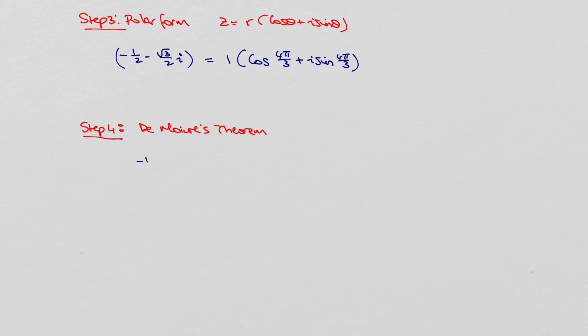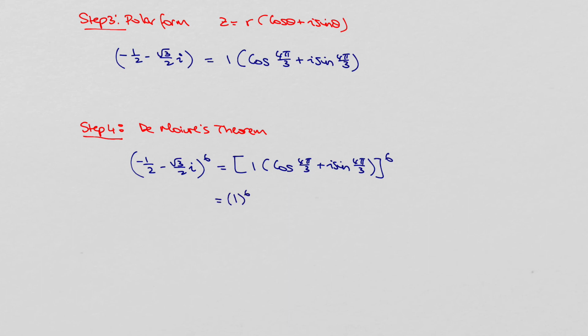So we have minus a half minus root 3 over 2 i, and the question says we need to raise it to the power of 6. In other words, multiply it by itself 6 times. So I would take 1 times cos 4 pi over 3 plus i sine 4 pi over 3, our polar form of this complex number, and raise that to the power of 6. By de Moivre's theorem, I can take the modulus and raise it to the power of 6 and take the angle and multiply it by 6. And now all I have to do is simplify that.